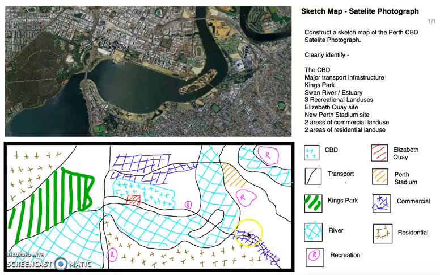The last thing I'm going to do is just label a few transport arteries just to give some context of location. That was a bit harder than what I thought using the pen, but we've got Mitchell Freeway, looks like my usual chicken scratch, Graham Farmer Freeway and Canning Highway here. So just to check, CBD, yes. Major transport infrastructure, yes. Kings Park, yes. Swan Canning Estuary, yes. 3 recreational land uses, yep. Elizabeth Quay, yep. New Perth Stadium, 2 commercial and 2 residential.